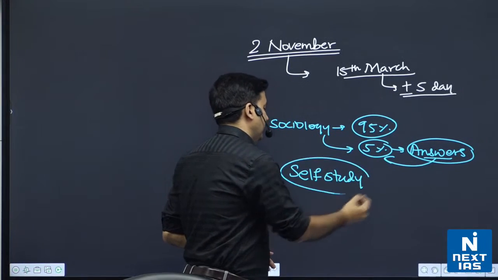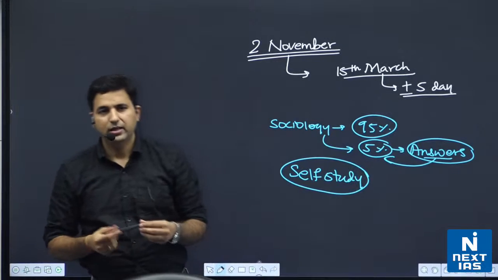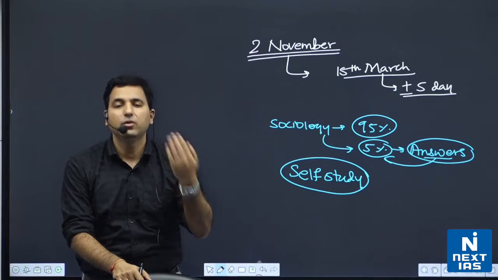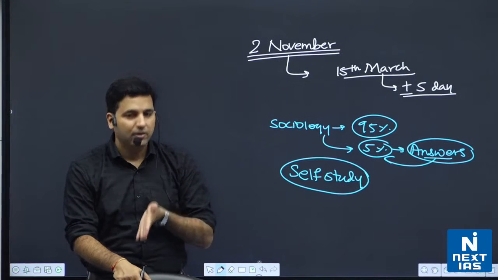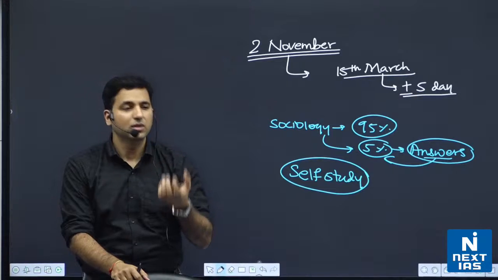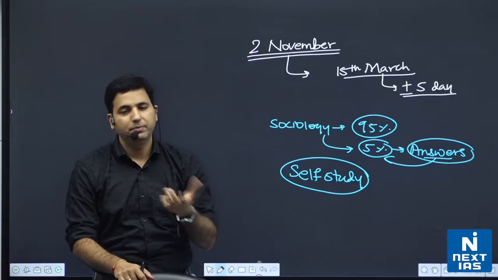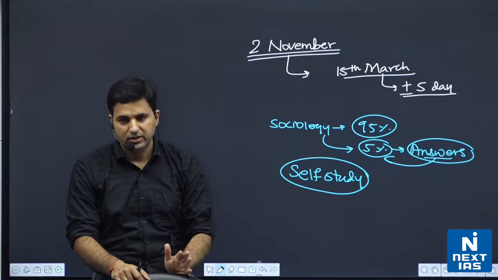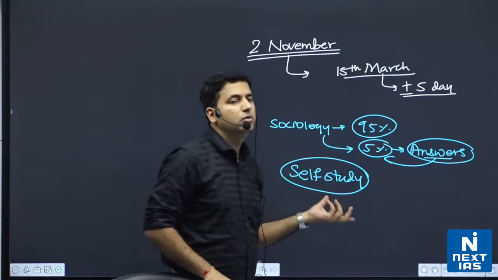So, you can understand that self-study is also doable. Sociology is one of the easiest options, but the point is that it will take you more time. It is like walking on a street on your own versus walking on a street with a GPS in your hand. The GPS will give you a direction so that you will not make a mistake.